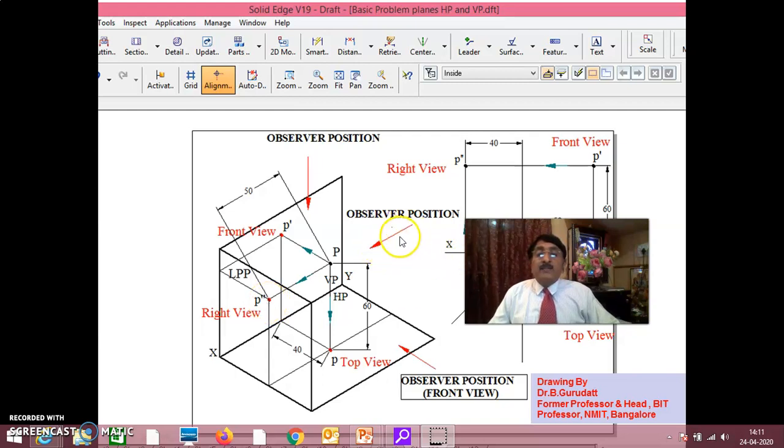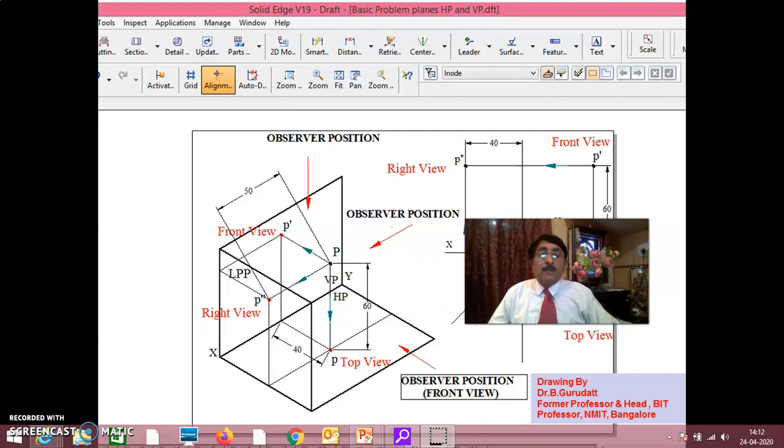That means when you are looking from here for the front view, this will be the right view on the left profile plane. Be careful in first angle projection. Since you are meeting the object first and then the plane, you are compulsorily looking from here to get the right view on the left profile plane. Now, it is the same problem.